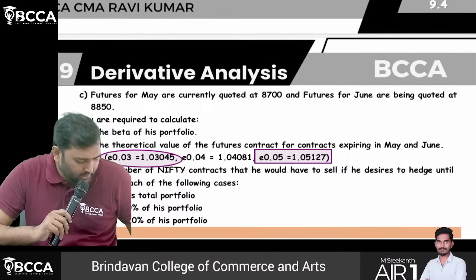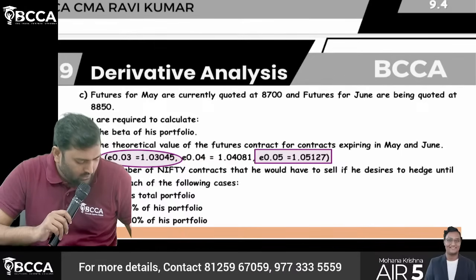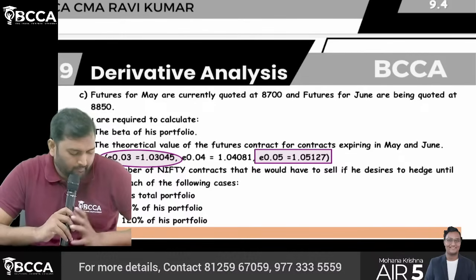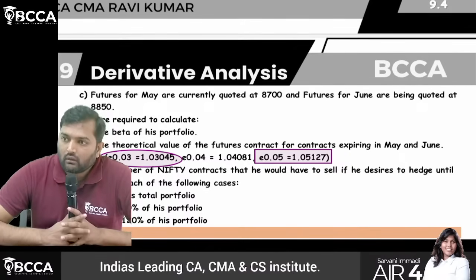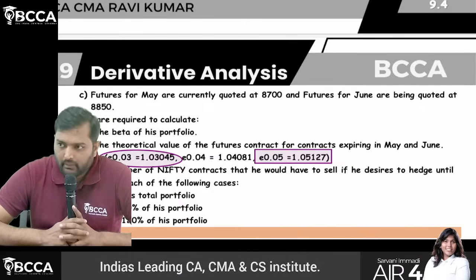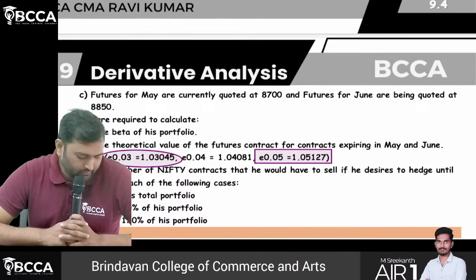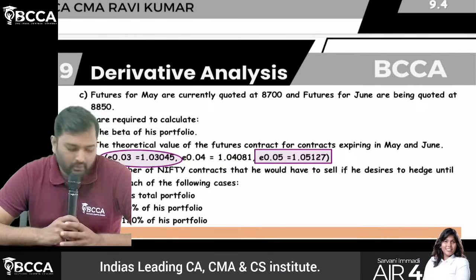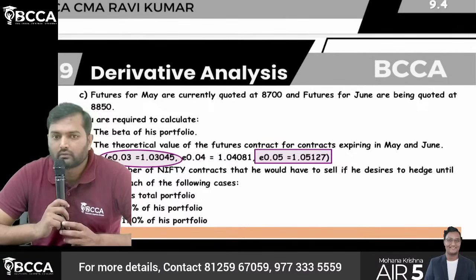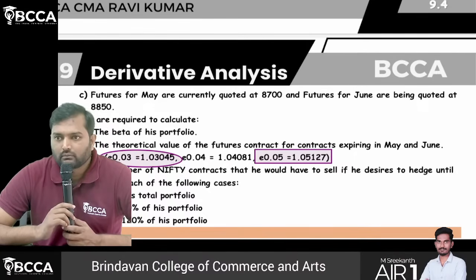So what is the answer? 8788 is the May price. What about June? 8935, very good. 8935 or 36? 35.8 means 36. You should take 36, with proper rounding off. If it is 5 or more than 5, go to the next number.